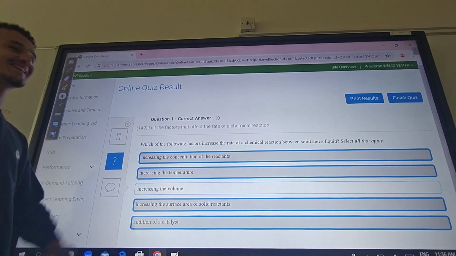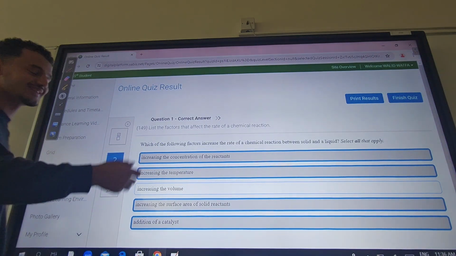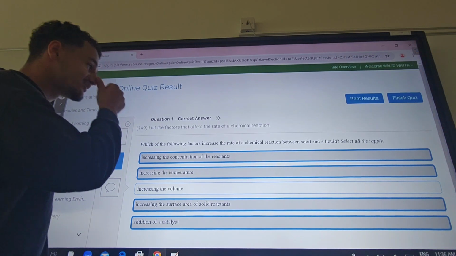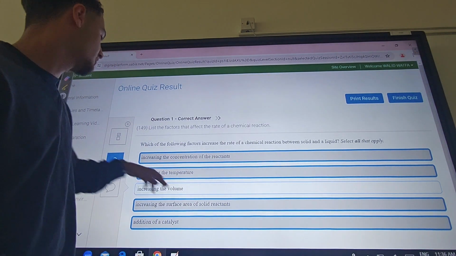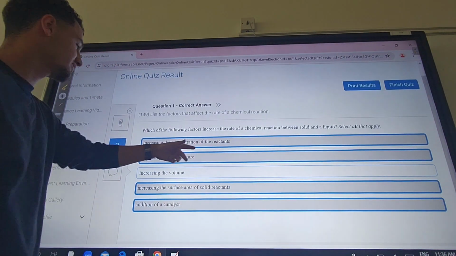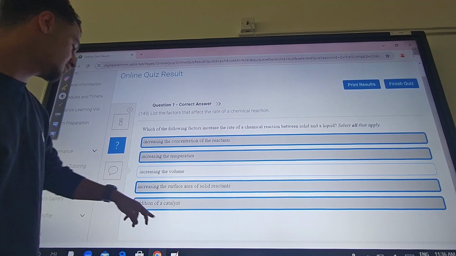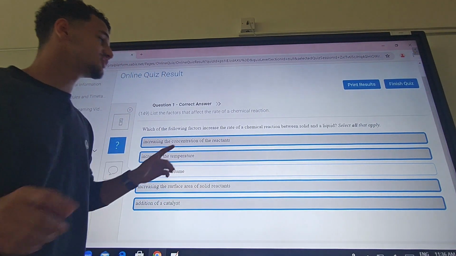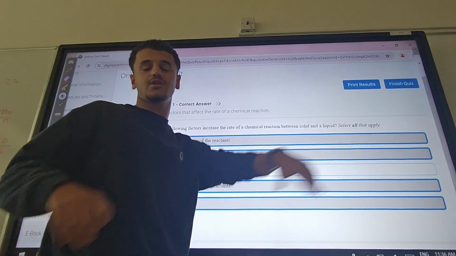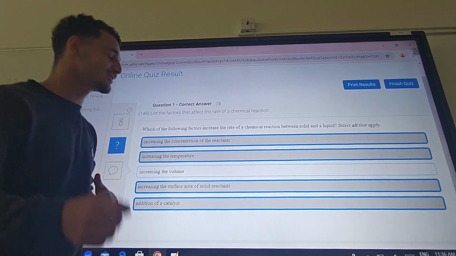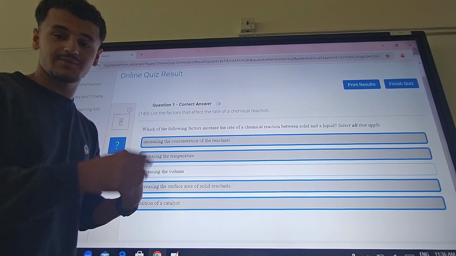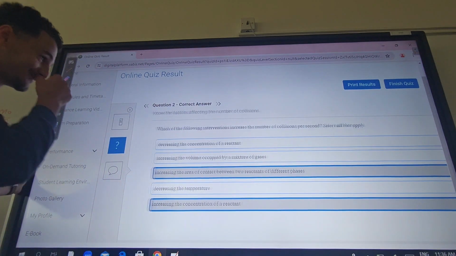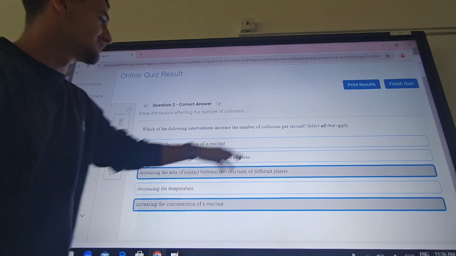This is 9.3 chemistry. It's about reaction rates. Which of the following factors increase the rate of a chemical reaction? Always increasing the concentration of reactants, increasing the temperature, increasing the surface area, and addition of catalyst. If they put for you increasing pressure, you don't choose it because they said solid and a liquid. It only works for increasing the pressure if it's a gas, and that came in, I think, the AMS, so you can't put that.